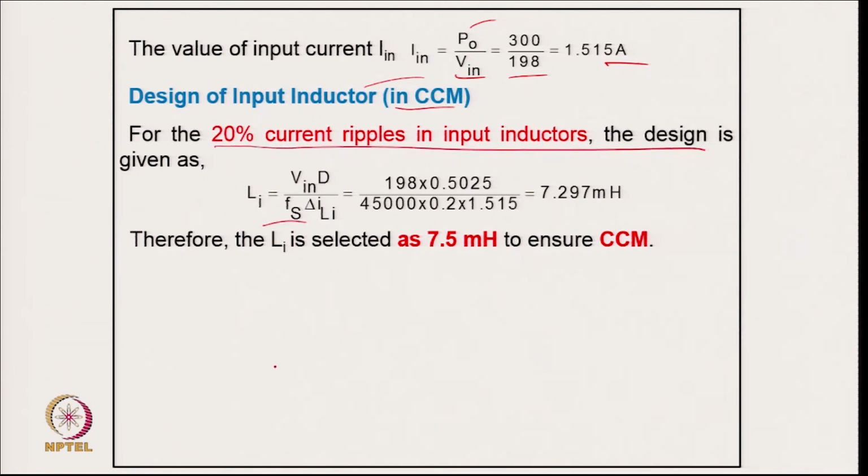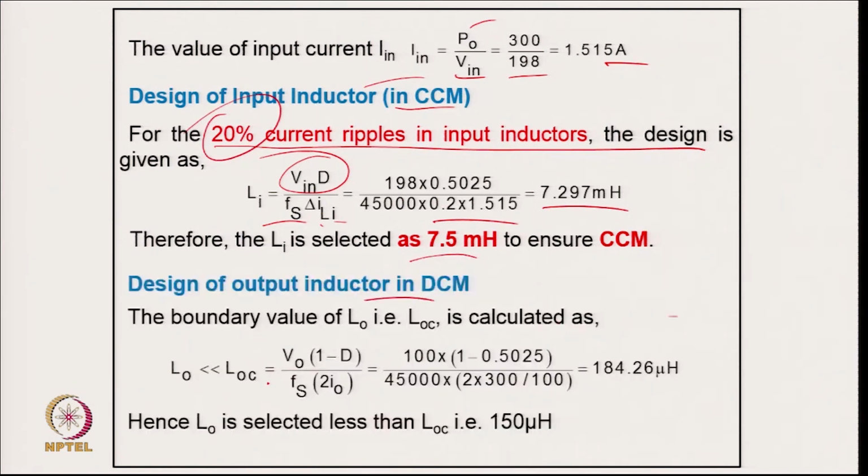Now design the input inductor in DCM for a 20% current ripple. We can find the input inductor for the on period with the given ripple of 20%, and it comes to 7.297 millihenry. We normally select a little higher than that to make sure the ripple never goes more than 20%. Therefore, L1 is selected as 7.5 millihenry to ensure DCM over a wide operating range.